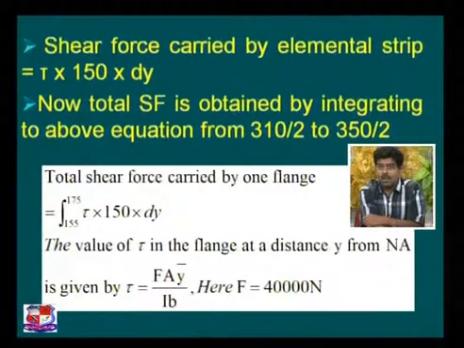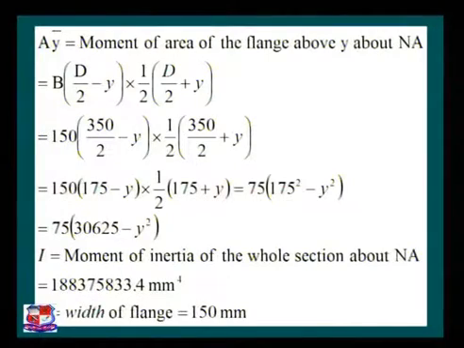dy. Now, we already know the value of tau in the flange at distance y from the neutral axis is given by the equation F A y bar by I b, where F is known to us, that is 40,000 Newton. Now, intention is to find out A y bar. A y bar is nothing but the moment of area of flange above y from the neutral axis. So, first area. Area is nothing but B bracket D by 2 minus y into half of bracket D by 2 plus y.